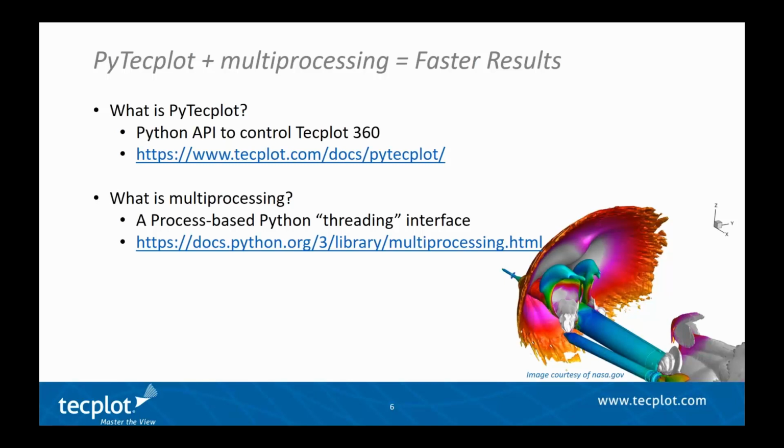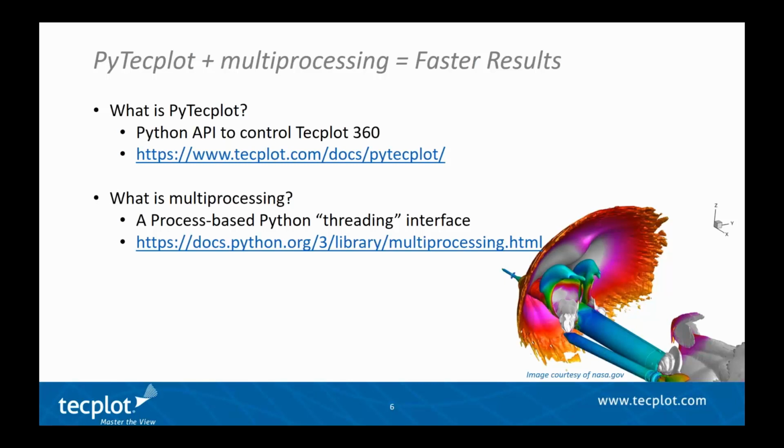And then what is multiprocessing? Multiprocessing is a process-based Python "threading" interface, and threading is in quotes there because it's not actually using multi-threading, it's actually spawning separate processes. They can communicate with one another, but we're not going to go into that detail today. And you can see the link for the Python multiprocessing library there.